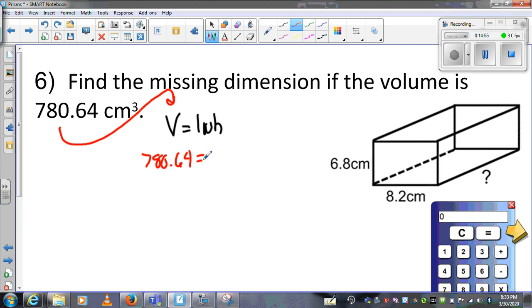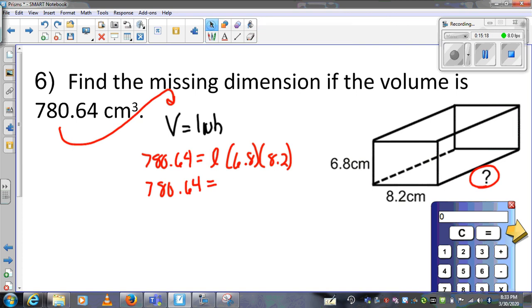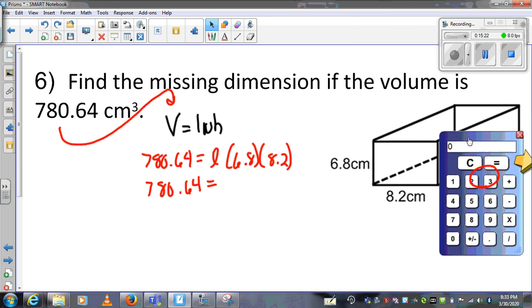Looks like I'm missing my length. We can count that as the length. We could count it as the height. It really doesn't matter. So I'll just leave that as L times 6.8 times 8.2. So 780.64 is equal to, all right, got to do some of this math here. Well, wait a minute. Let's get rid of that. 6.8 times 8.2.